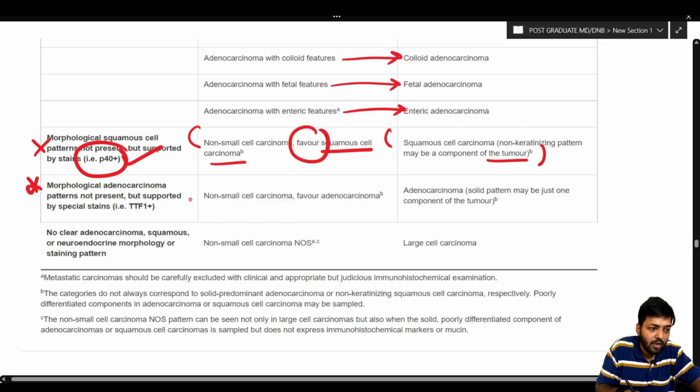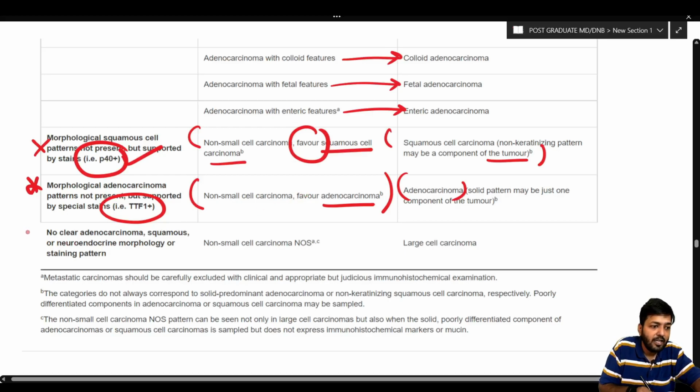Again, if morphological adenocarcinoma patterns are not present but are supported by special stain, that is TTF1 IHC positive or napsin A positive, then you give non-small cell carcinoma favors adenocarcinoma. Adenocarcinoma solid pattern may be just one component of the tumor. Again over here, on resection it is adenocarcinoma. So remember, when you are not sure by morphology, then you carry out IHC, and in IHC if you are getting the markers for squamous cell, then non-small cell carcinoma favors squamous cell carcinoma. Again for adenocarcinoma, non-small cell carcinoma favors adenocarcinoma.